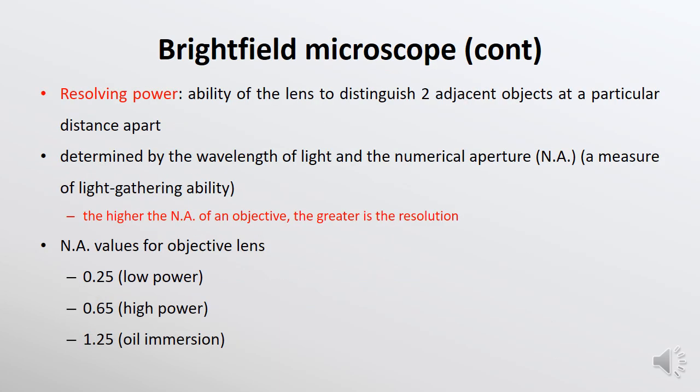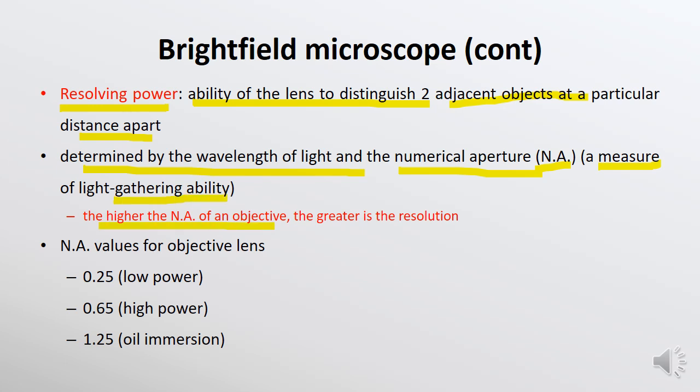Usually different lenses have different resolving power. The resolving power of an objective lens is the ability of a lens to distinguish two adjacent objects at a particular distance apart. It is determined by the wavelength of the light and the numerical aperture, which we call NA. Numerical aperture is a measure of the light gathering ability of a lens. Usually the higher the numerical aperture of an objective lens, the greater the resolution.